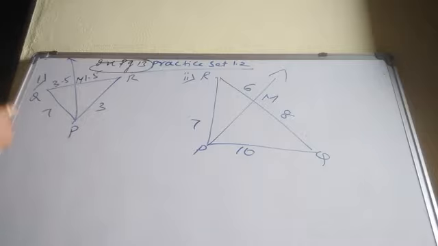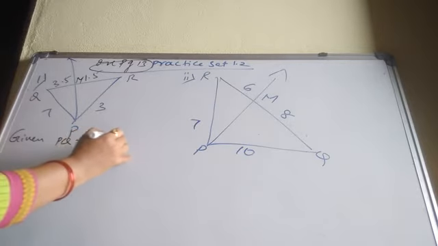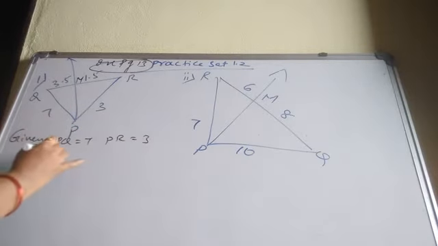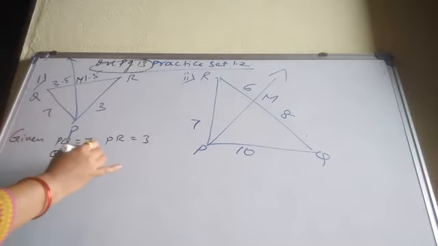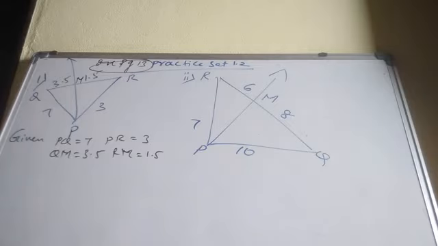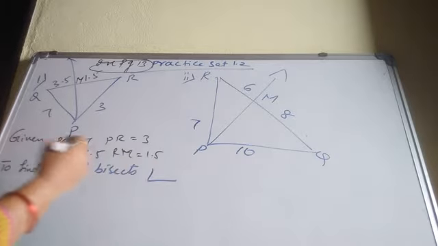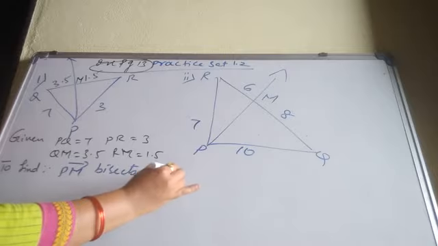So first we will write the given. Given: PQ equal to 7, PR equal to 3, QM equal to 3.5, RM equal to 1.5. To find, to check whether ray PM bisects angle QPR.